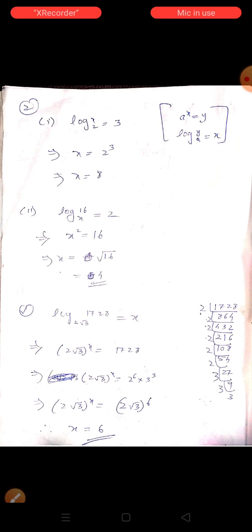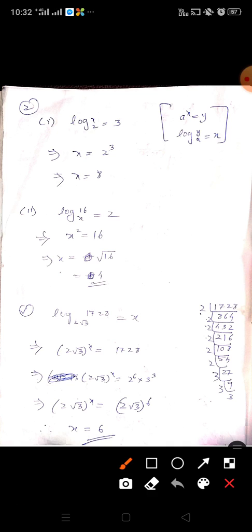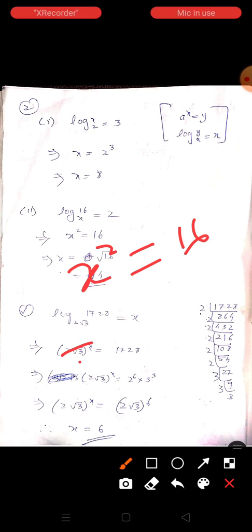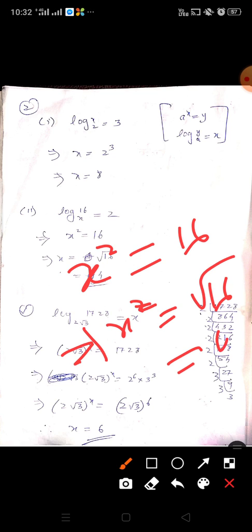Next, find the value of x. Given log of x to the base 2 equal to 3. So from here x equal to what? 2 cube equal to 8. Log of 16 to the base x equal to 2. So x square equal to 16, so x equal to root over 16. So this is equal to 4.